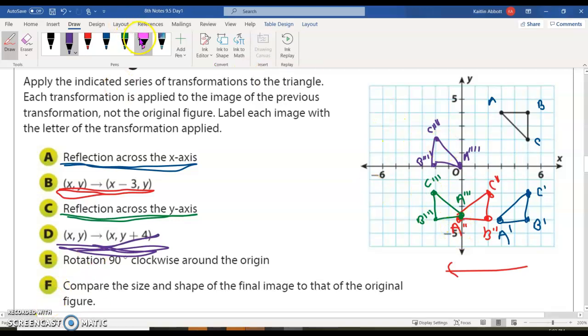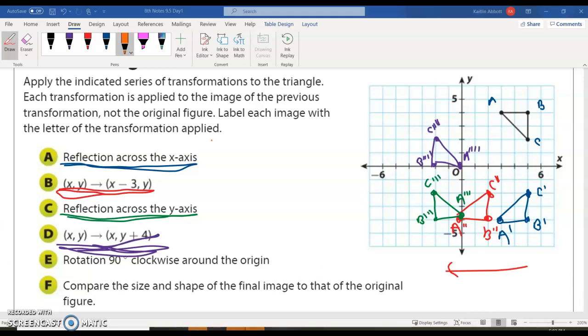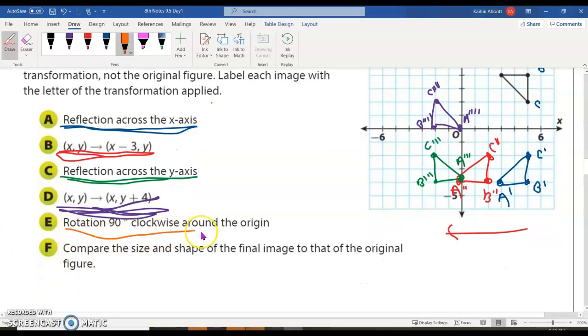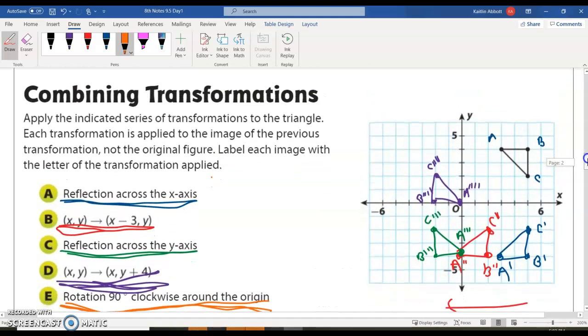Okay. Let's see, what other colors can we do? Let's pick orange. Okay, so now we're going to rotate 90 degrees clockwise around the origin, our favorite. So we're going to rotate 90 degrees clockwise. We need to write ordered pairs. So 90 degrees clockwise. Remember, clockwise goes to the right. It's going to go to the right, and 90 degrees is just 1/4 turn, so it's going to end up over here somewhere. So let's write our ordered pairs.